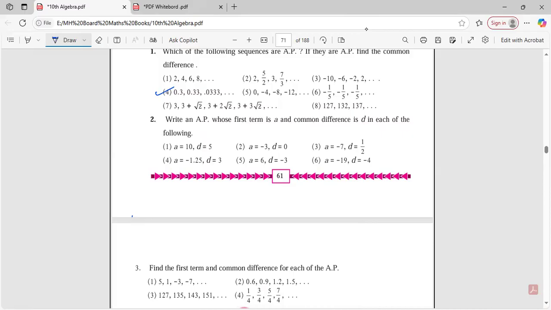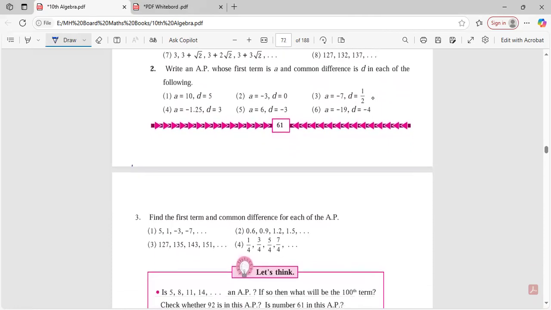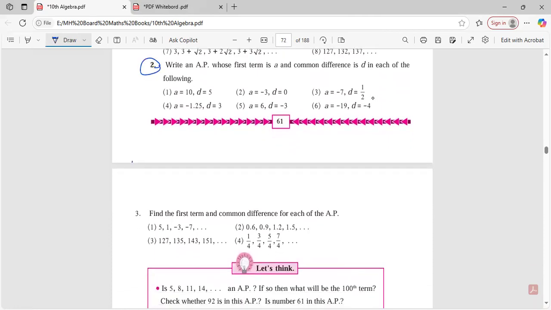Fourth one is not an AP. Done with sixth and fourth question. Okay, fourth and sixth done. Now let's go towards the next main question.